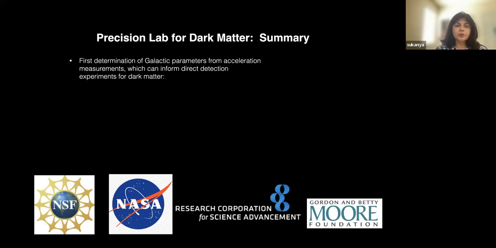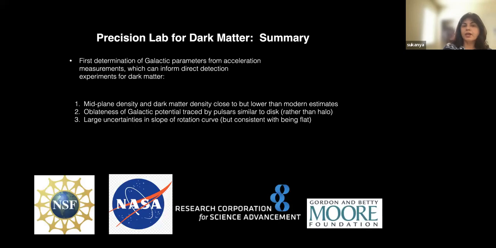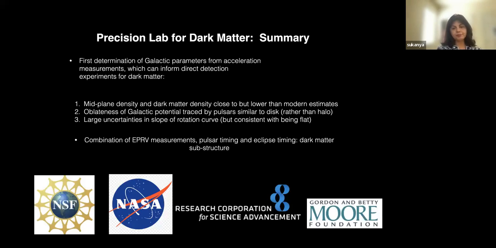We were able to determine fundamental galactic parameters from pulsar timing for the first time a couple of years ago. And we found values for the mid-plane density and local dark matter density that are close to but lower than modern estimates. The shape of the galactic potential traced by the pulsars is close to that of a disk rather than a halo. In this initial study, there were large uncertainties in the slope of the rotation curve, but those should improve soon with future data releases.